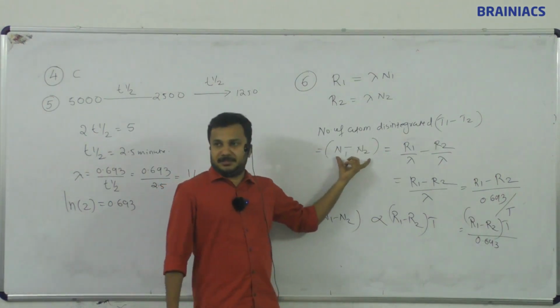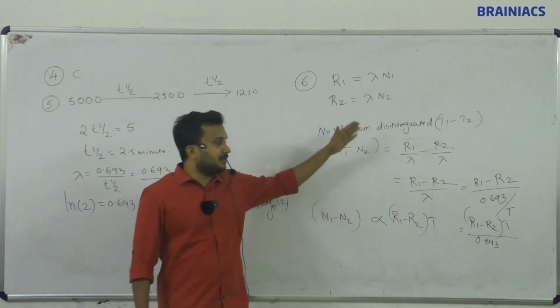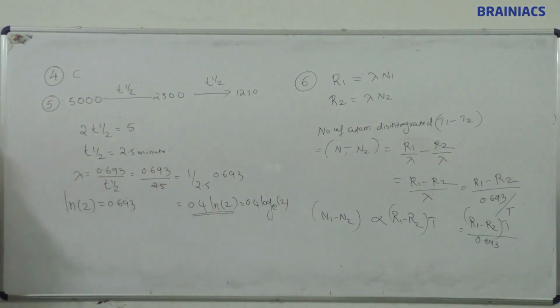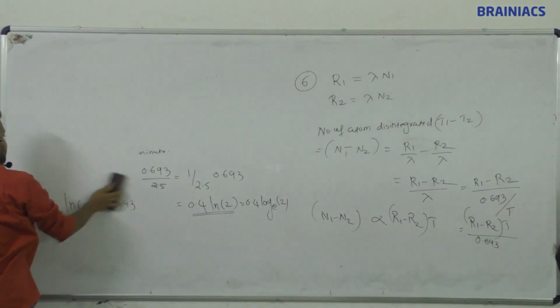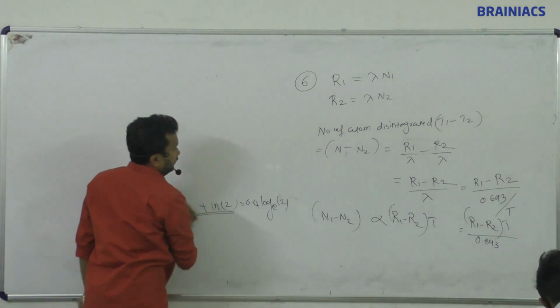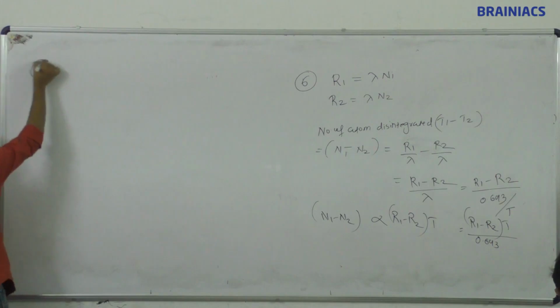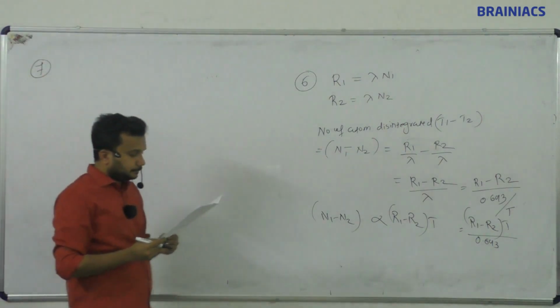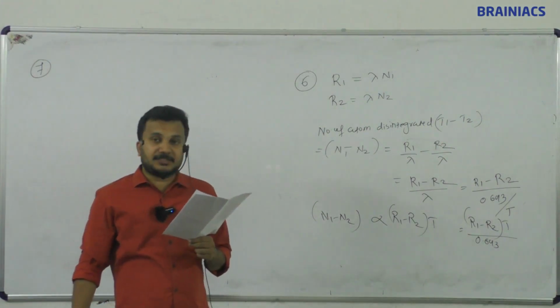Number of atoms disintegrated, T1 minus T2, means N1 minus N2. N is a number, and the difference is the number of atoms which are disintegrated, which are lost. This is tricky. The balance will automatically come through practice only. One chapter, 250 to 300 questions arranged. Okay. So R1 minus R2 into T, option D, for the 6th question.